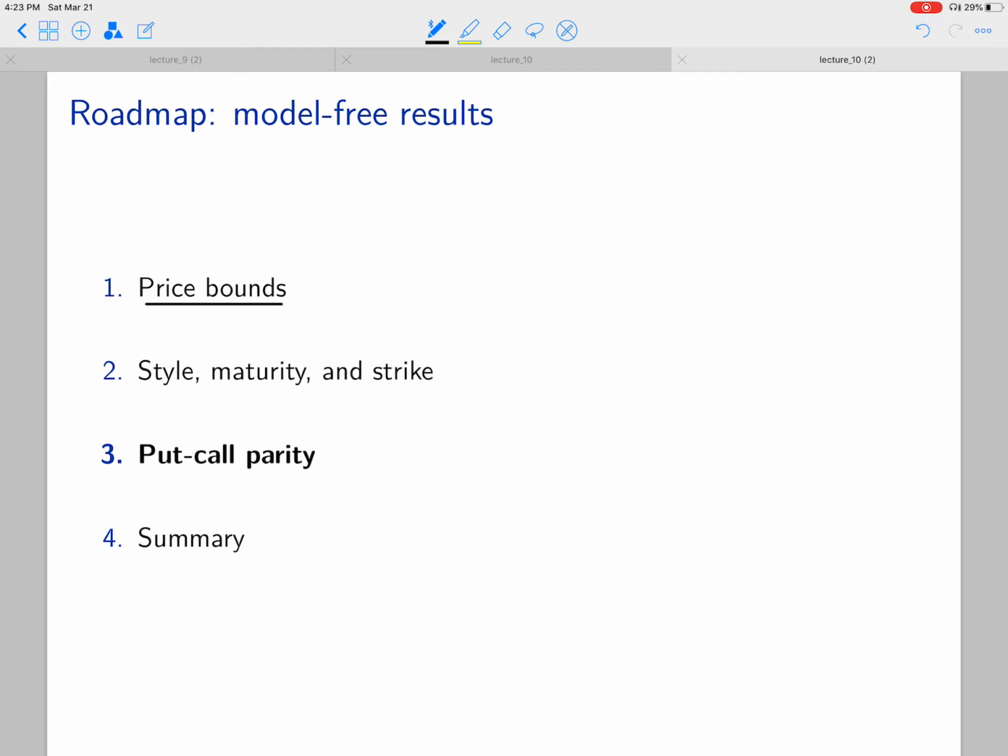We then looked at some comparative statics. We learned American options, just using a no arbitrage assumption, are at least as good as Europeans. Increasing the maturity usually increases the call and put prices, but in some rare cases it doesn't. And call prices increase as the strike decreases, while put prices increase as the strike increases. Okay, in the next half, we'll learn about put call parity and a summary. And then in lecture 11, we'll get to the really fun stuff of actually getting the exact option prices.